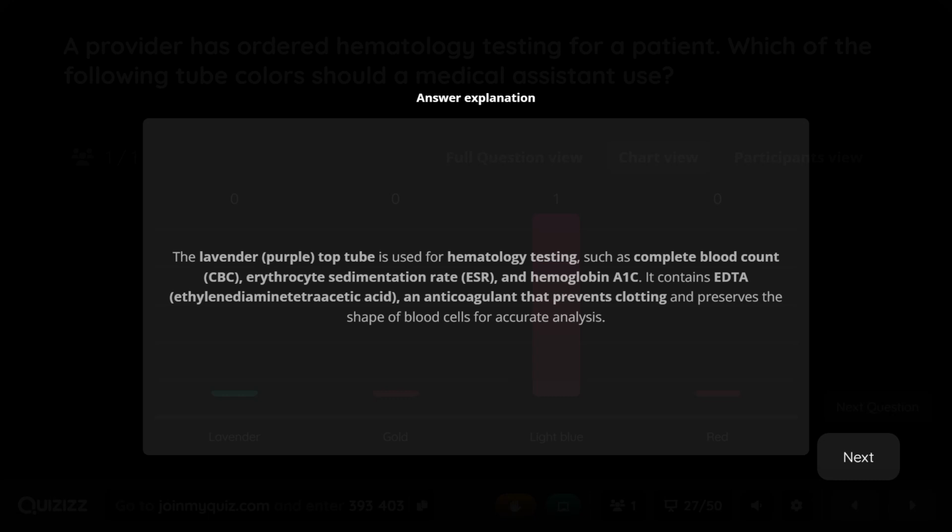So on your exam, you guys may see what type of additive is in the lavender tube. Remember, this is going to be EDTA. You guys may get asked a similar question. What type of tests are utilized with the lavender tube? Remember, hematology testing, CBC, and also the ESR and A1C testing.